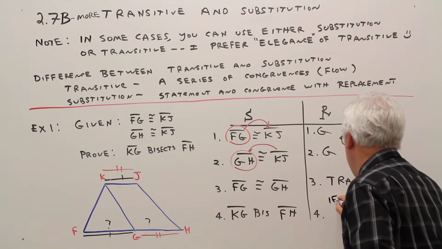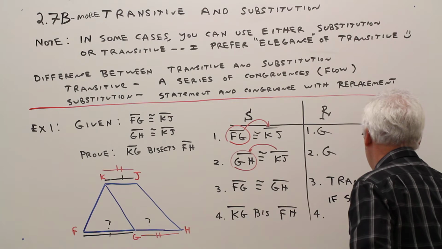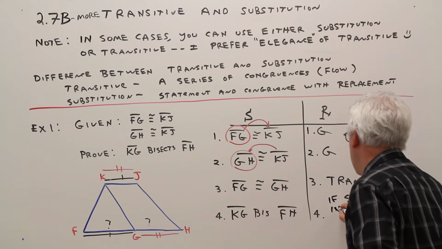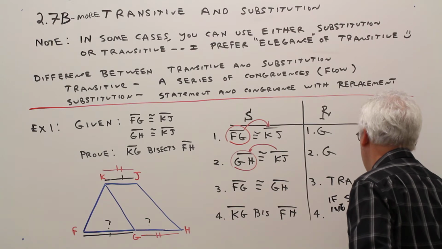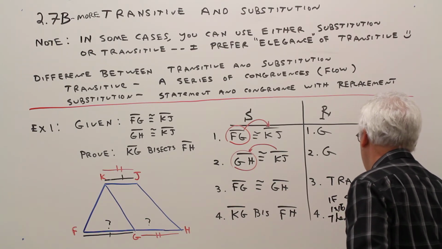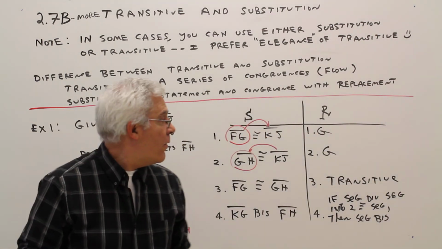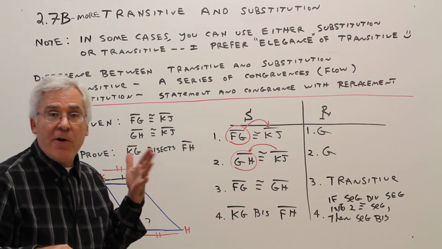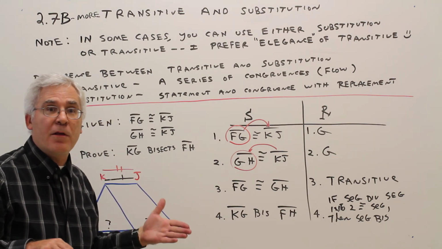So, if a segment divides a segment into two congruent segments, then segment bisector. So a lot of words there. So there you have it. A very simple proof on using the transitive property of congruence.